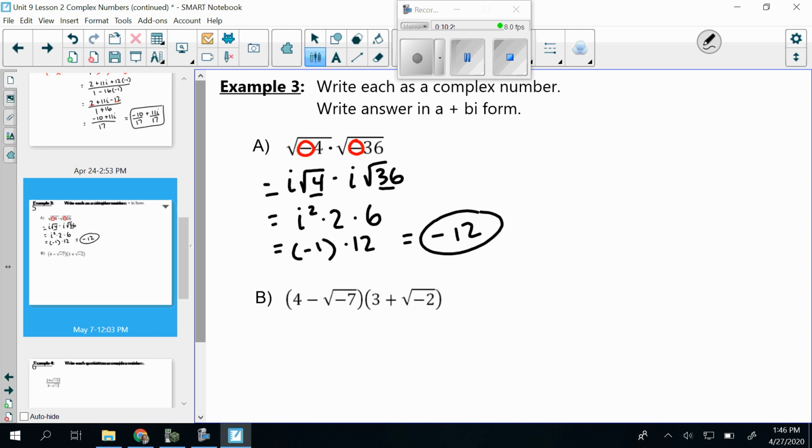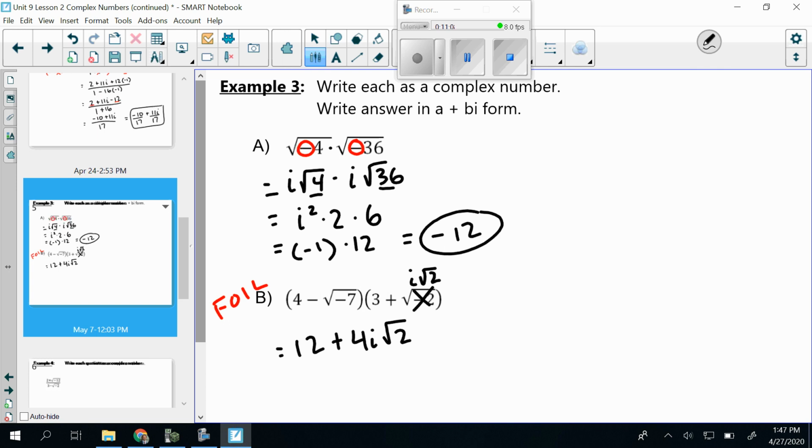With B, we did some of these last time, except they didn't have square roots like this one, but we should be able to do these. We're just thinking our FOIL again: first, outside, inside, last. So if we multiply the first ones, we get 12. If we multiply the outside ones, we got 4 times square root of negative 2. And we know that negative in there is really the same as i square root of 2. So how I'm going to write that is plus 4i square root of 2.